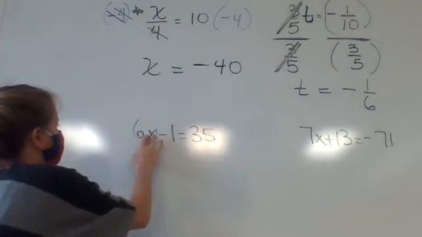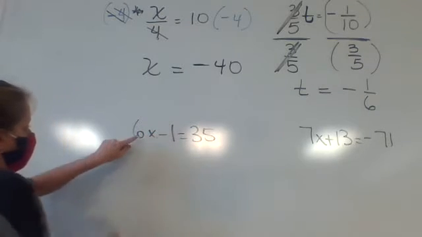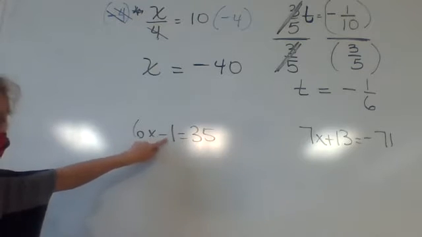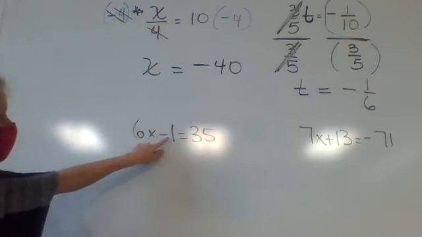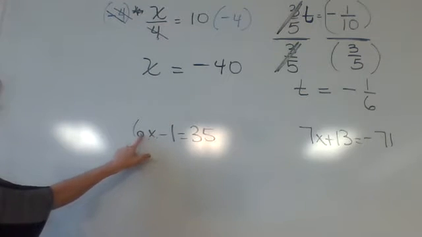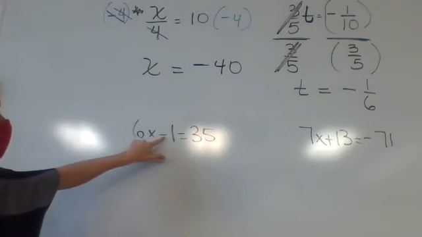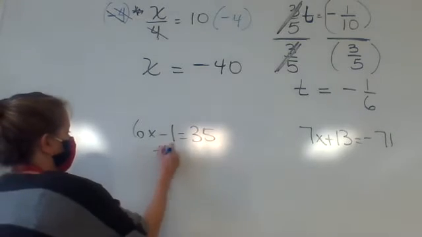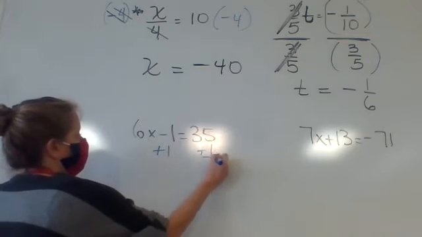Which means if that is going away last, who needs to go away first for this X to be alone? The minus 1. The hooked on number goes away last. So I want to get rid of the minus 1. How do you get rid of minus 1? Add 1 to both sides. Add 1 here, add 1 here.